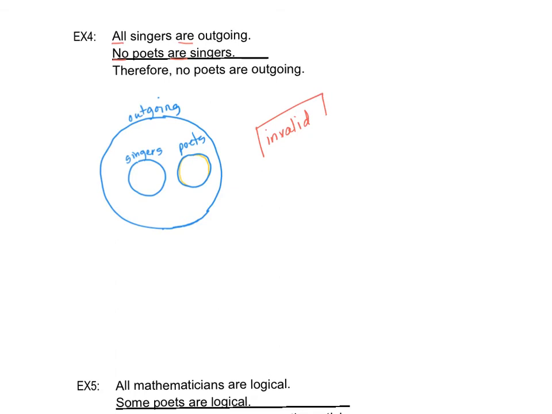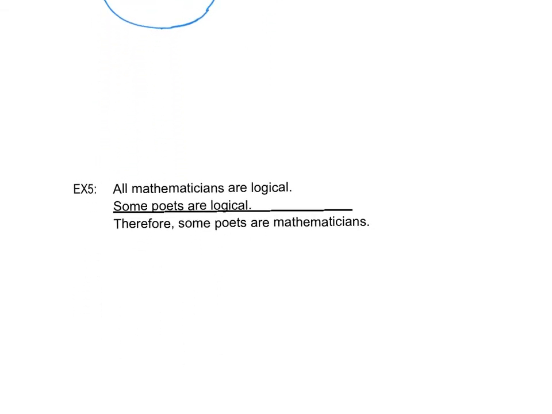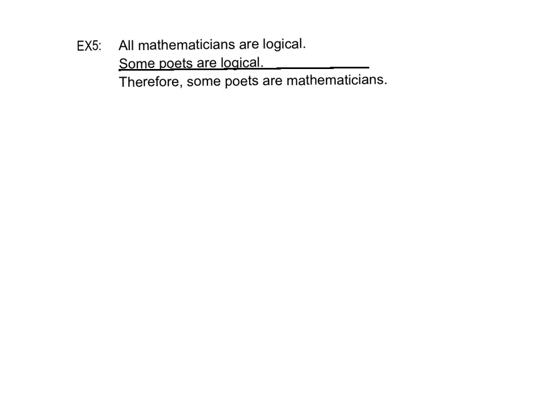Oftentimes when you have a lot of choices on how you can draw your second premise, the argument will turn out to be invalid. So might as well just try to come up with a diagram that makes it invalid. If you can't find a diagram that makes it invalid, then it's probably a valid argument, and that means you have to draw all possible diagrams.